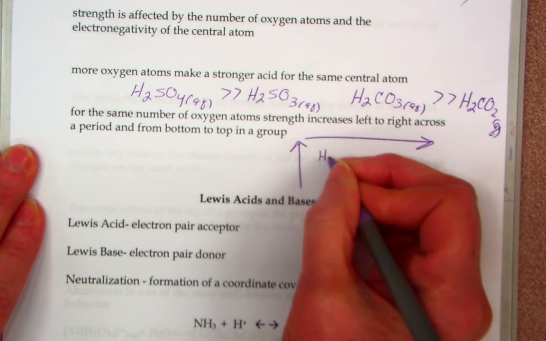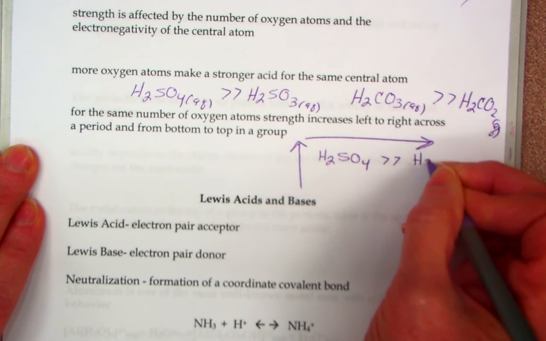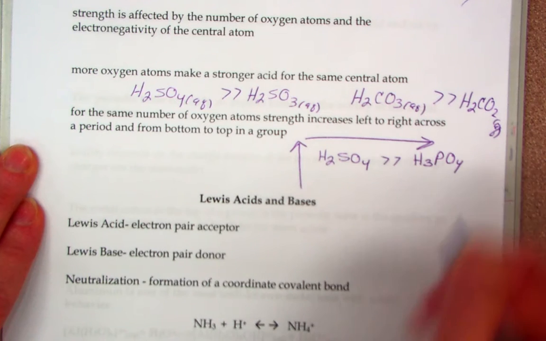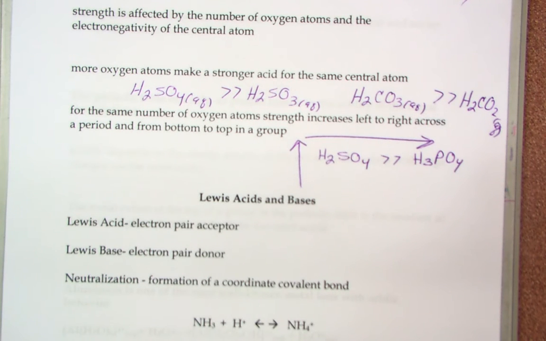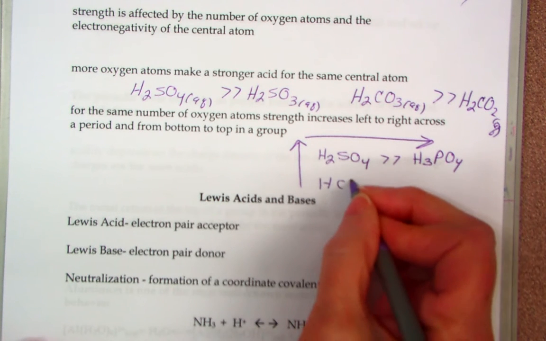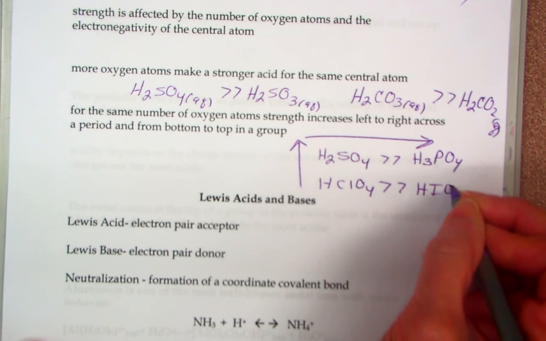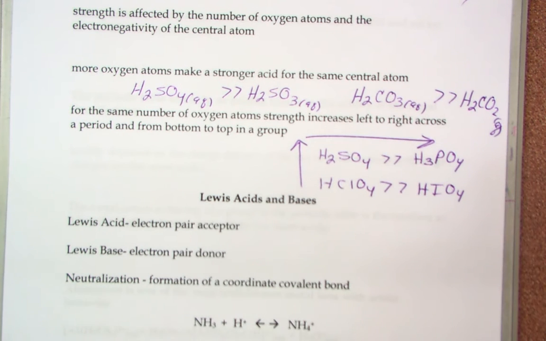So sulfuric acid would be stronger than phosphoric acid, because if we're looking at those on the periodic chart, phosphorus and sulfur are in the same period and sulfur is further right. And perchloric acid would be stronger than periodic acid. Again, I can help remember this trend because perchloric acid is one of the strong acids and periodic acid is a weak acid. So that goes from the bottom to top trend.